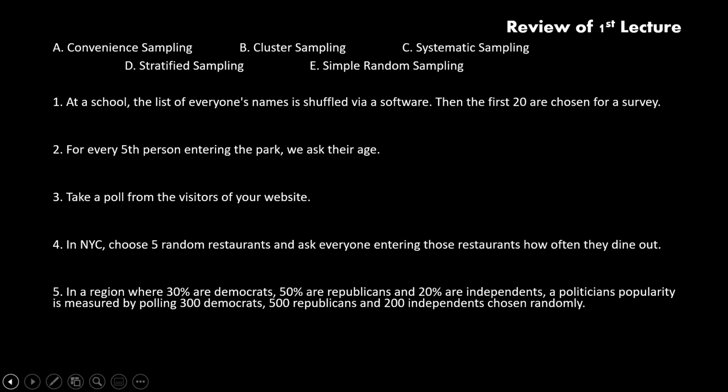Now, in number 4, in NYC, choose 5 random restaurants and ask everyone entering those restaurants how often they dine out. No, you first choose a restaurant, right? And then you ask everybody. Yes? It's not stratified. It's cluster. Yeah, it's cluster. Because you choose a few places and in those places you sample everyone. That's cluster, okay? Or you sample a lot of people from that cluster.